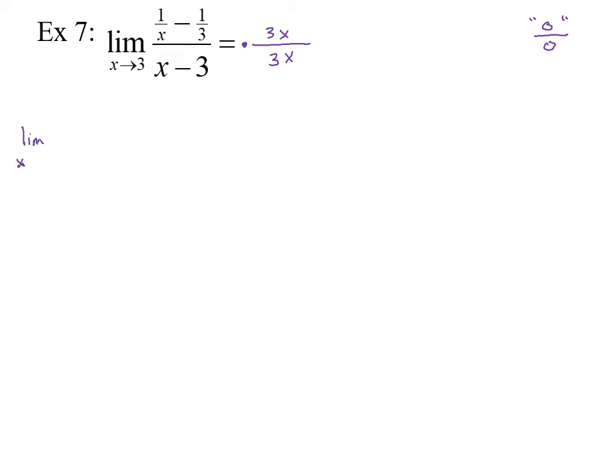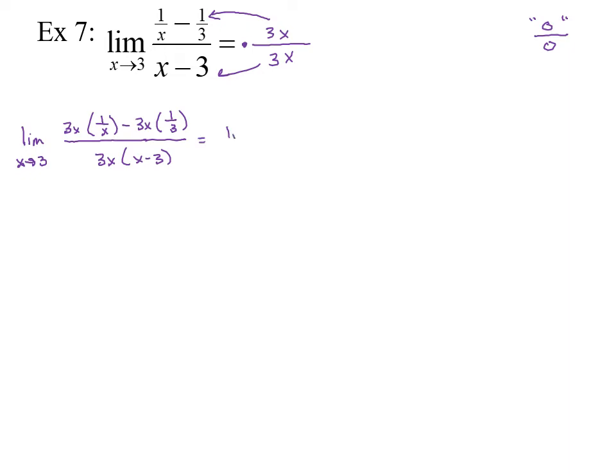It is the limit as x approaches 3 of 3x times 1 over x, minus 3x times 1/3, over 3x times x minus 3. All I'm doing is taking this 3x and multiplying it by everything on the top and the bottom. Now, once again, kind of like the square root problem we just saw, I'm not worried about the bottom. The bottom will fix itself in a minute.